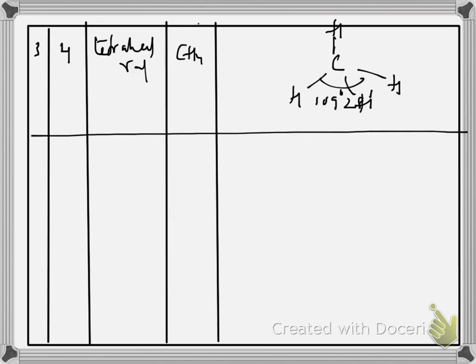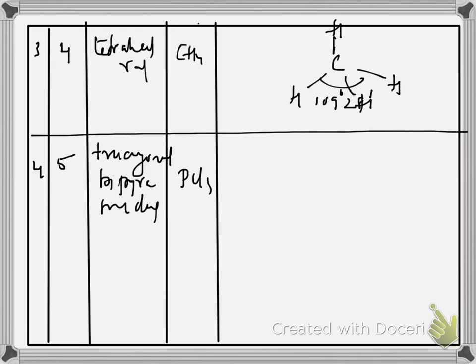Next one, the fourth one: if the number of valence electron pairs in the valence shell is 5, then we call it trigonal bipyramidal. Example: PCl5. What is the shape?